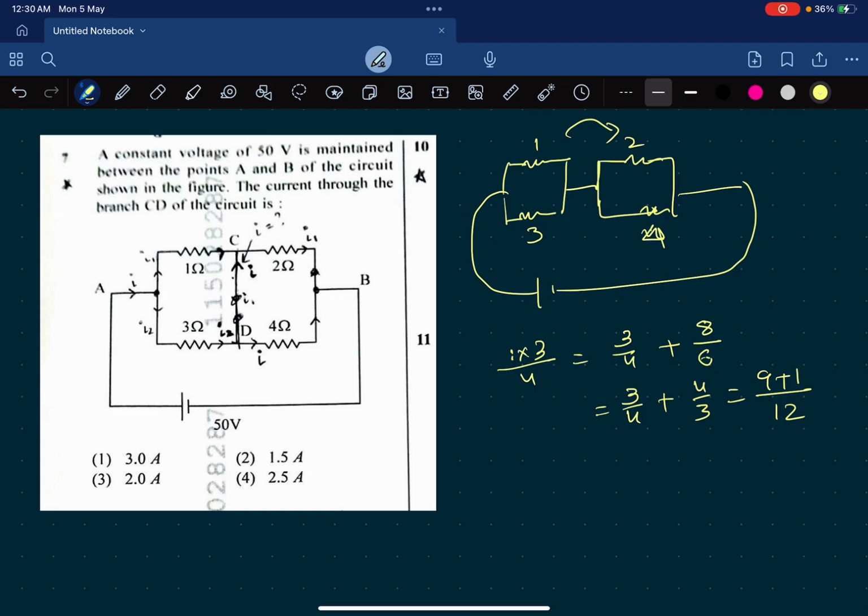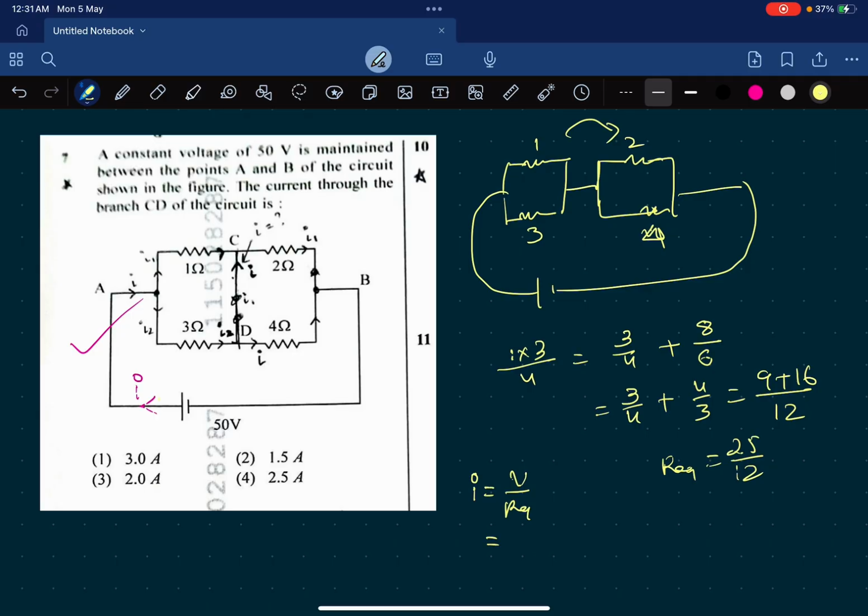9 plus 16. So this is 25 by 12. This is the equivalent resistance of this circuit, right? So what will be the electric current? The total electric current passing through the battery will be as follows. It will be voltage divided by equivalent resistance.